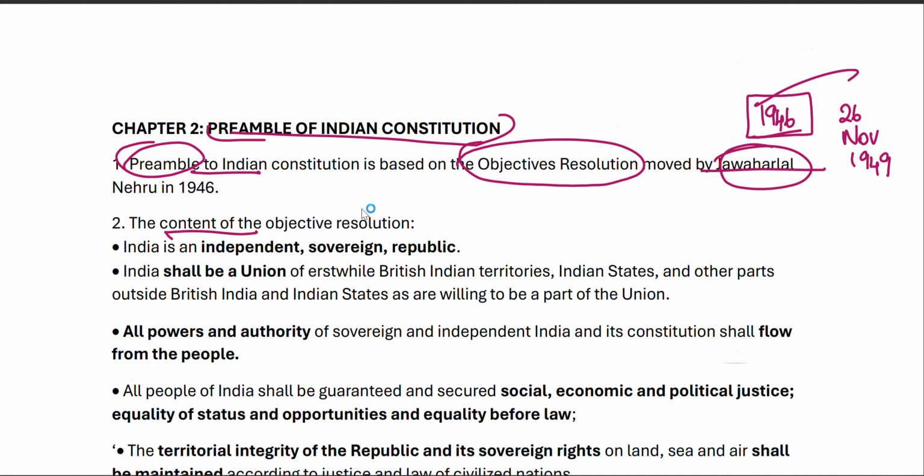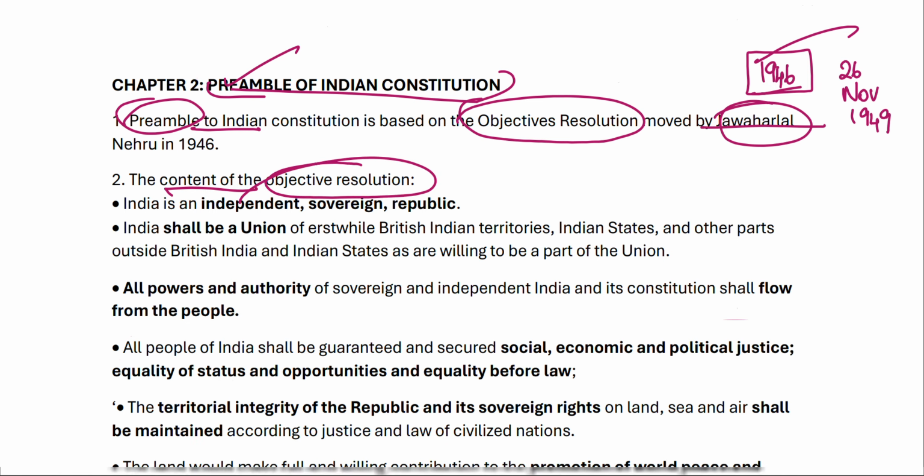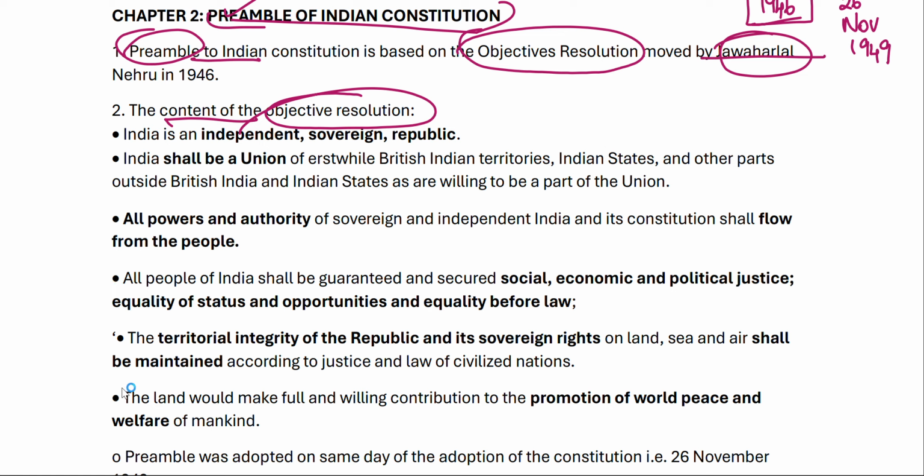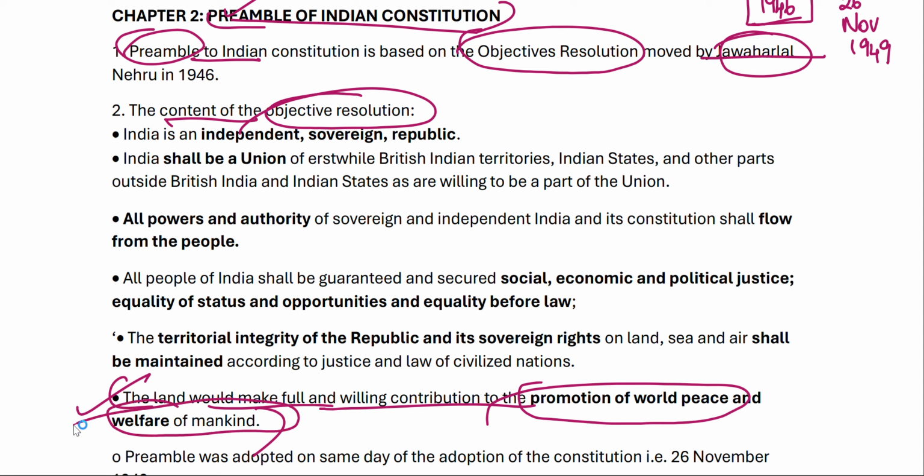The content of the Objective Resolution is largely similar to the Preamble, except that this point is not in the Preamble: the land would make full and willing contribution for the promotion of world peace and welfare of mankind is not present in the Preamble, right? Here it also mentions what India is. India as a Union is already mentioned, so we have this in Part 1 of the Constitution, Union and its Territories.